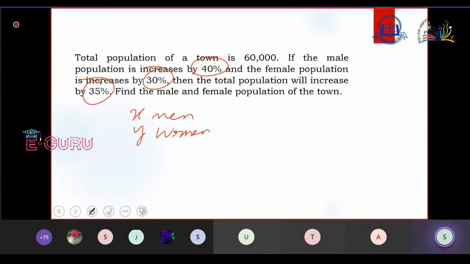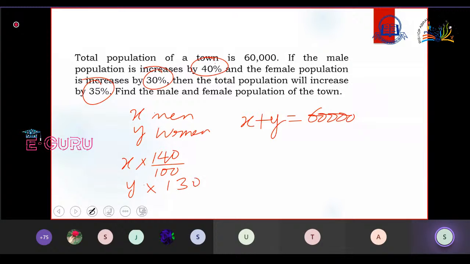That means x plus y is the total population. That is given as 60,000, right? x plus y equals 60,000. Now, it is given that the male population increased by 40% and the female population increased by 30%. So, an increase by 40% means x becomes x into 140 by 100, right? And an increase by 30% in the female population means y becomes y into 130 by 100.